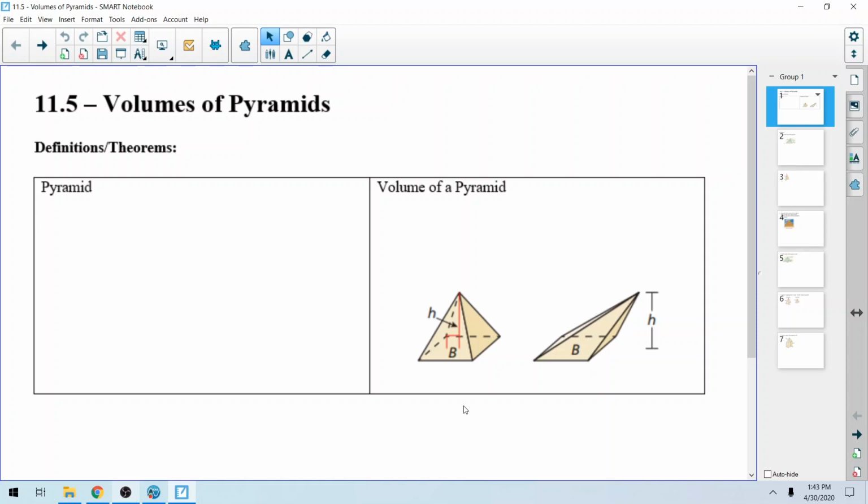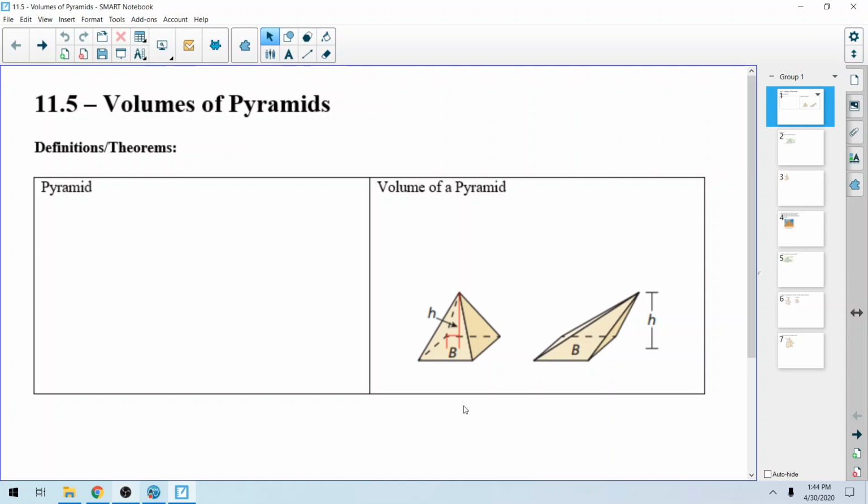Okay, everyone, 11.5 is volumes of pyramids, and if you remember in 11.4, we did volumes of prisms. Now, if you haven't yet watched the first video that gives you an idea where they take a pyramid and fill a prism with it, take notice how many of those pyramids fit into the prism, because that's really going to help with the formula that I'm going to present to you here.